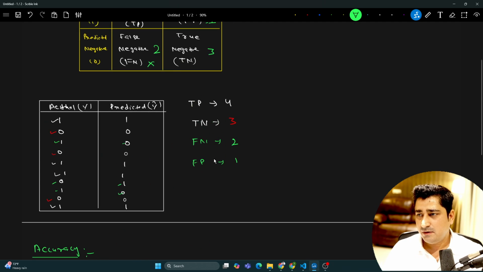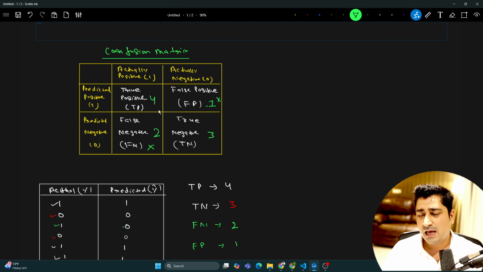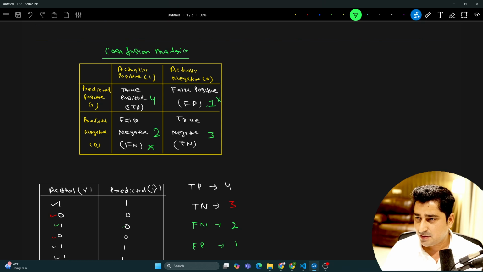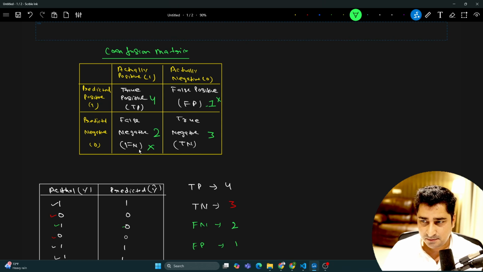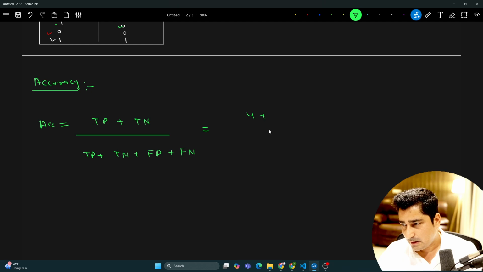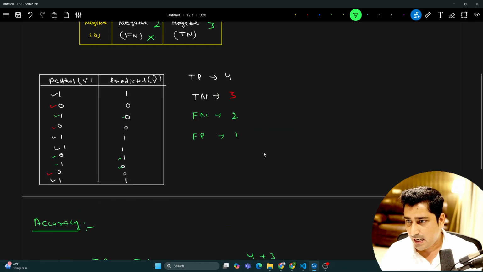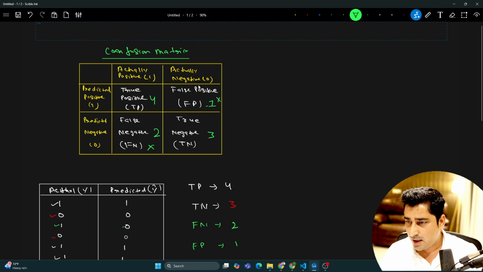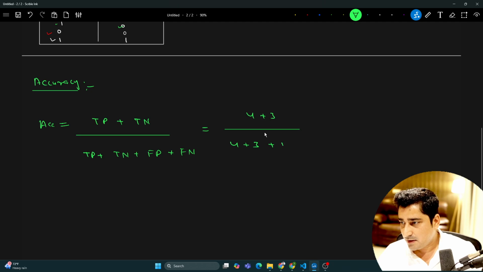Now, with respect to the previous example which I have already shown you, here we have true positive equal to 4 and true negative equal to 3. So 4 plus 3 divided by the total number of data, so you can say true positive plus true negative plus false positive plus false negative. If I put in the values, 4 plus 3 divided by 4 plus 3 plus the false positive, which is 1, plus 2. So false positive is 1 and false negative is 2. Eventually it is going to give me 0.70.